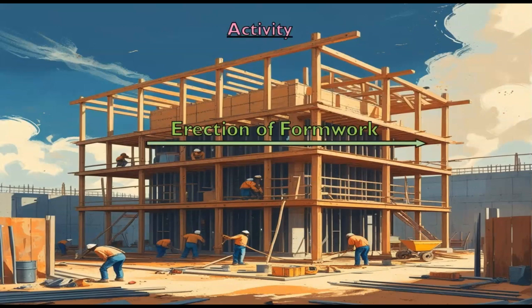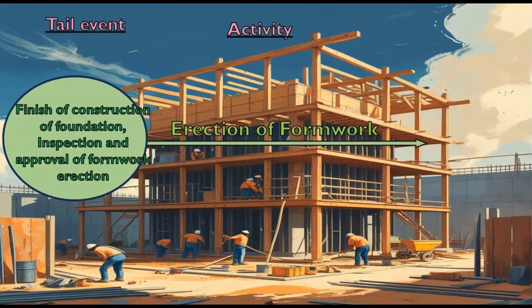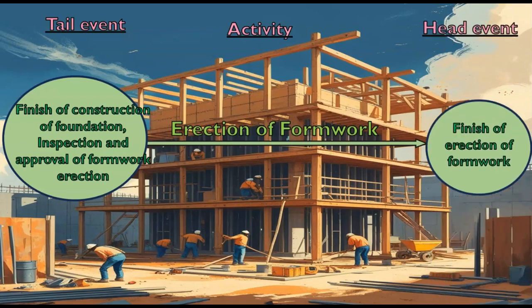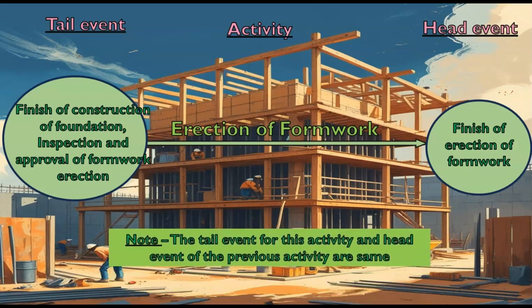The next activity is erection of formwork. The tail event is finish of construction of foundation, inspection and approval of formwork erection, and the head event is finish of erection of formwork. And we have to note that the tail event for this activity and head event of the previous activity are same.